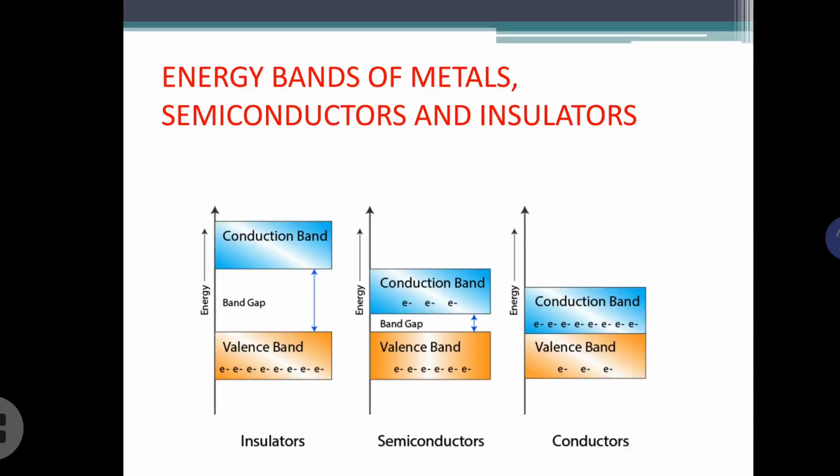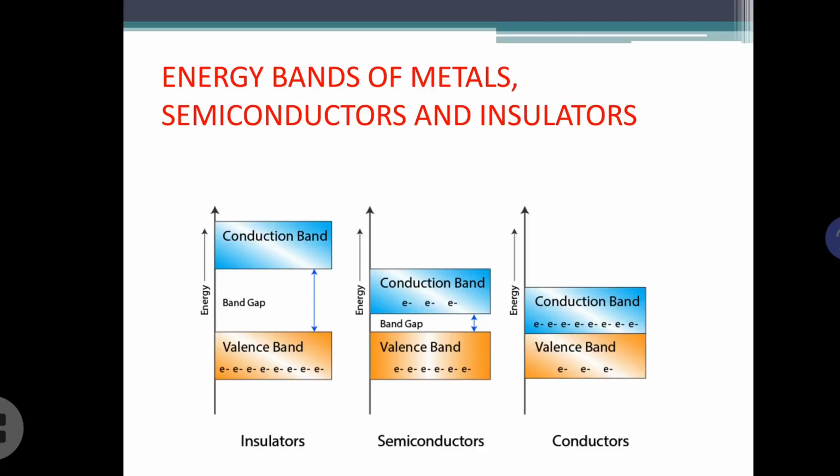So since semiconductors have a smaller band gap, if we supply external energy in the form of an electric field or heat, these electrons can reach the conduction band, thereby making conduction possible. But for insulators there is no such possibility because the band gap is very large. Clear? In the case of conductors, you can see there is no gap at all.